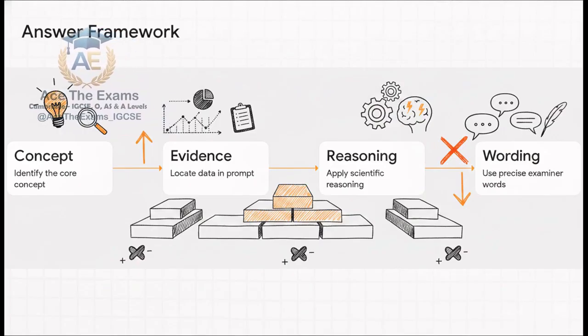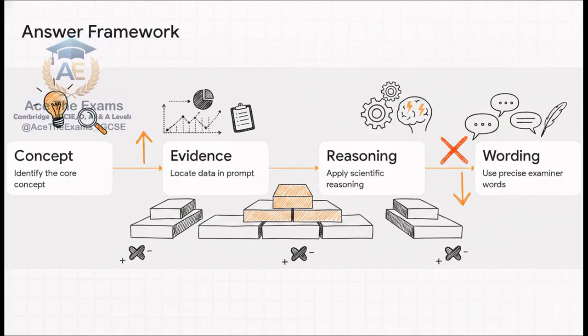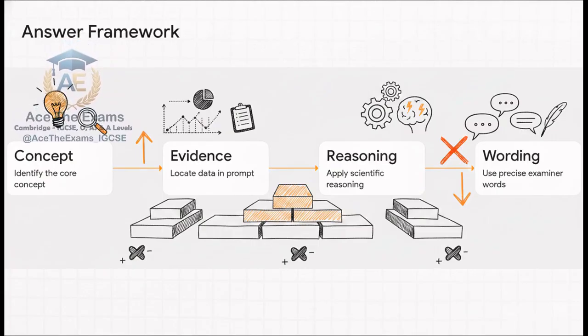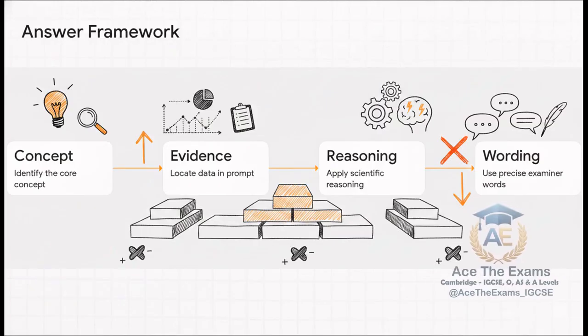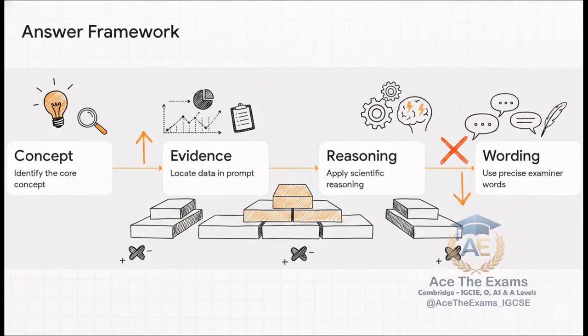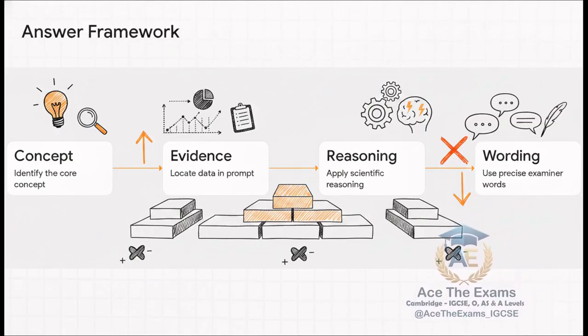Step 1. You identify the core concept. Step 2. Locate the evidence or data provided in the prompt. Step 3. Apply your scientific reasoning. And finally, Step 4. Use precise examiner wording. Now, skipping straight to Step 4, just throwing memorized buzzwords onto the page, that is the fatal mistake. You absolutely have to build the foundational physics argument first.